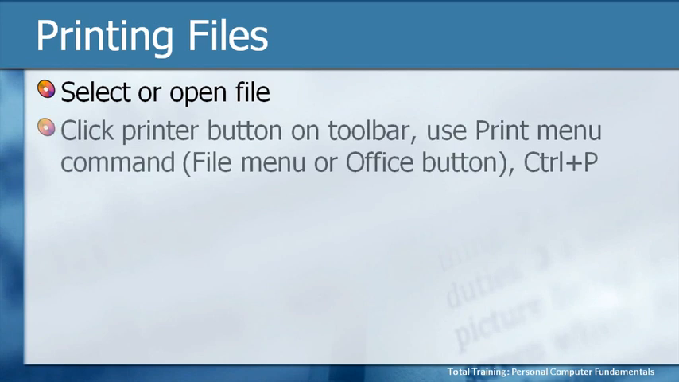So when we get past the hardware, how do we actually print a file? Well, first you have to either select or open the file. Then you're going to click the printer button on the toolbar, or you can use the print menu command, usually from the file menu, such as File, Print, or if you're working with Office 2007 or Office 2010, you can choose Print from the Office button, or the universal keyboard shortcut for printing is always Control P, P for print.